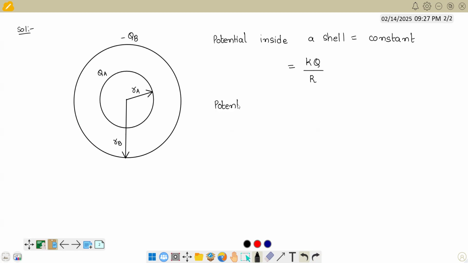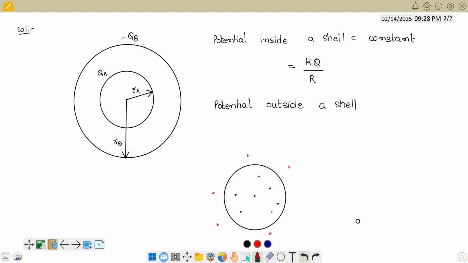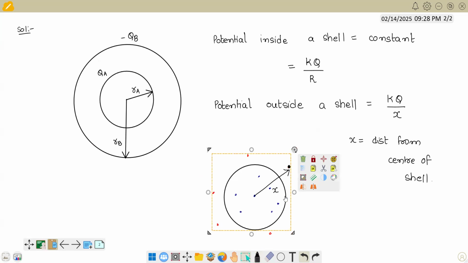Next, potential outside the shell. Outside means outside the surface of a shell. Any point here is basically inside. Any point here is basically outside. So these are the two important points. Potential outside the shell is not constant. It is K Q by X. What is this X? Let us say I want potential here. It is the distance from the center of the shell. Remember, X is the distance measured from the center of the shell.